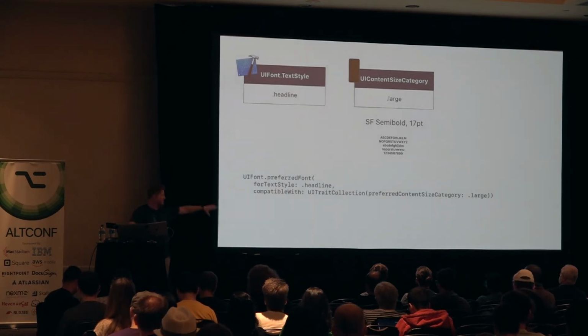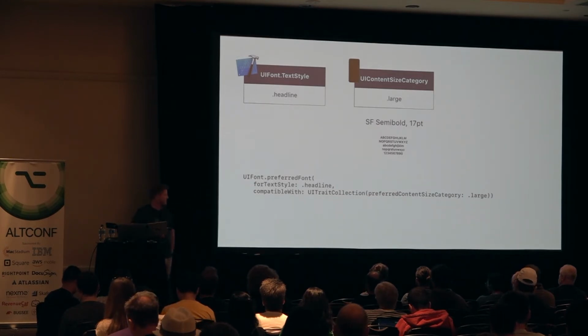And you can check this in code if you want with the UIFont preferred font, where the preferred is relating to the dynamic type stuff. So for the text style headline and compatible with trait collection with large content size category.